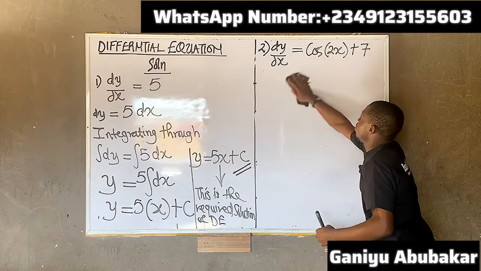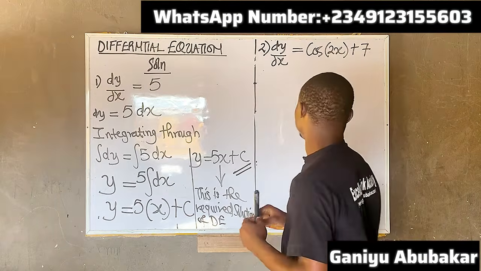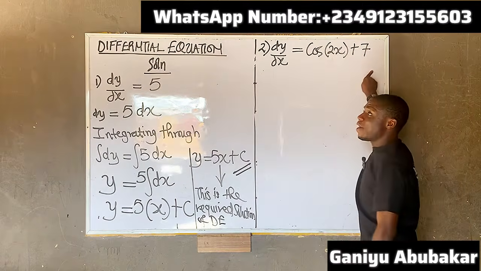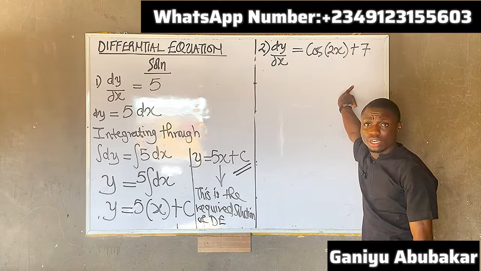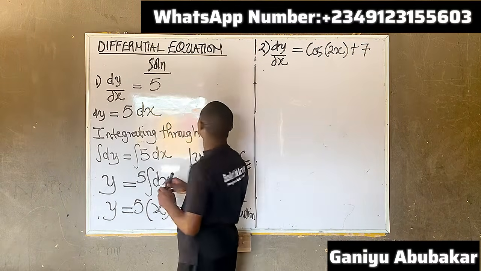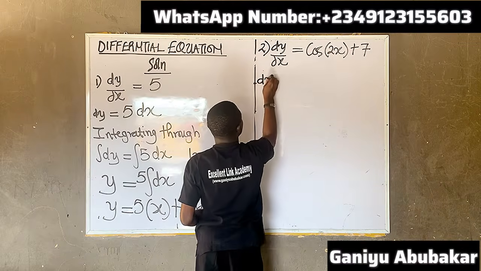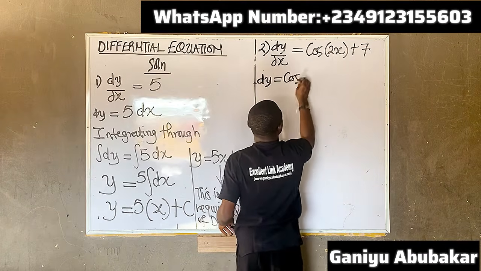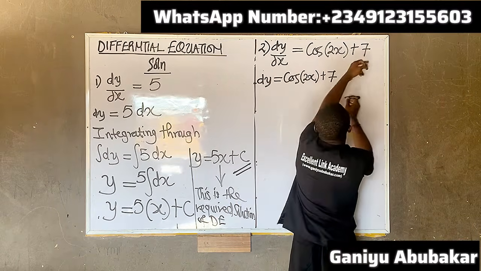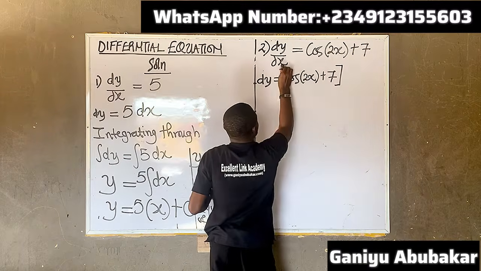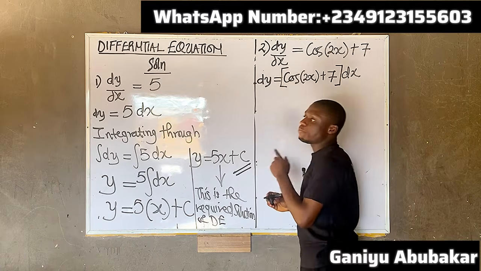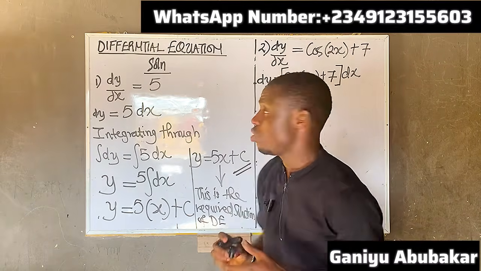Let's solve question number 2. What do you do in this case? It's easy. This is a problem under the direct integration method. What do you do first? Take the dx to the other side. I'll have dy left, so dy is equal to cos of 2x plus 7. Put this in a square bracket and take the dx here. Your next priority is integrating through.